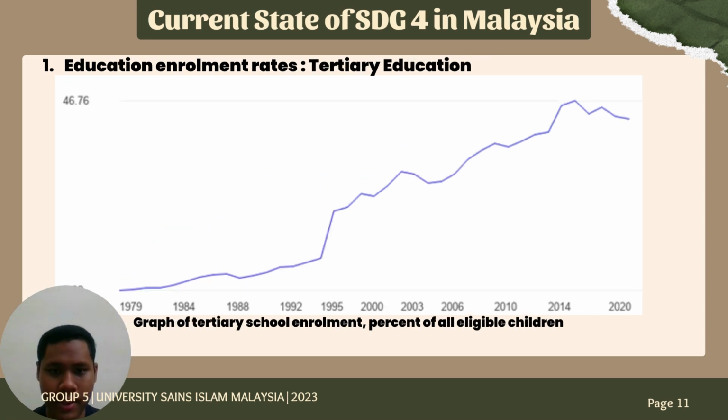Education enrollment rates, tertiary education. For that indicator of the tertiary school enrollment graph, percent of all eligible children, we provide data from Malaysia from 1979 to 2020. The average value for Malaysia during that period was 23.17%, with a minimum of 3.82% in 1979 and a maximum of 46.79% in 2016. The latest value from 2020 is 42.57%. For comparison, the world average in 2020 based on 113 countries is 51.98%.